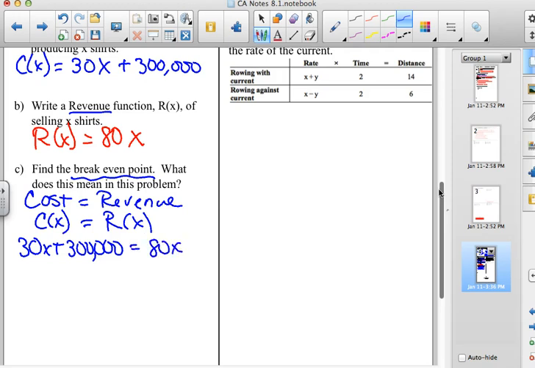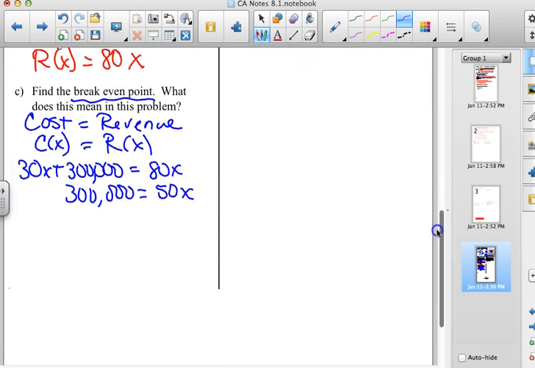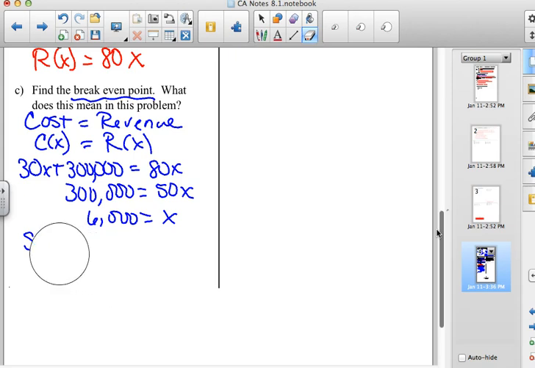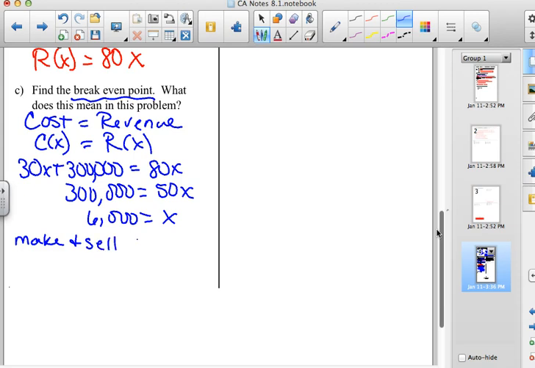All right, solving, we can subtract 30x from both sides. That gives me 300,000 equals 50x, and if I divide by 50, I get 6,000. Okay, now, x stood for the number of shirts, which means in this case we have to sell 6,000, should say make and sell, 6,000 shirts just to break even. So if we want to make a profit, we would have to sell more than that.